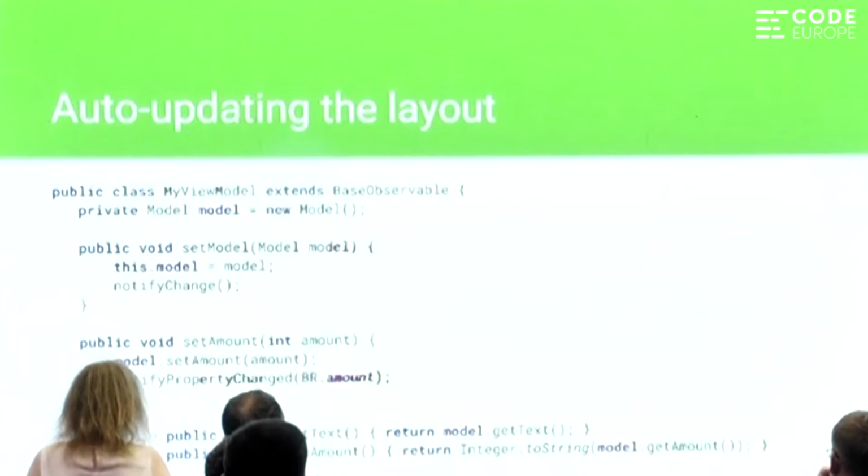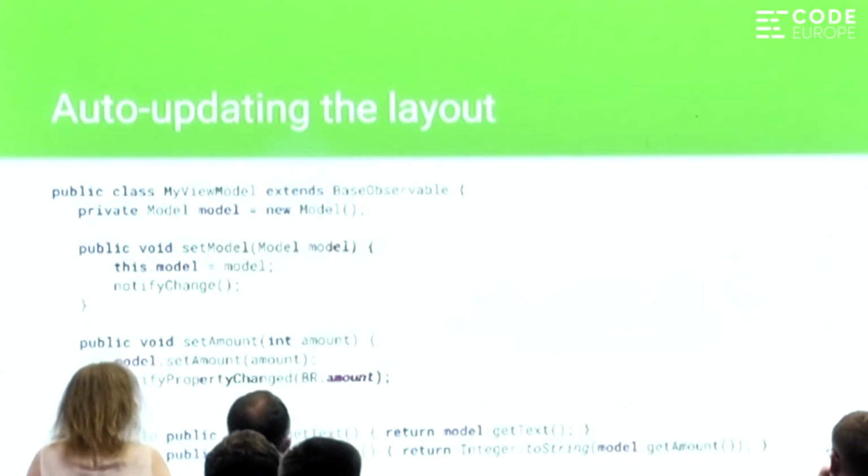So let's look at the setter methods now. When we use setModel, we exchange the whole data that is bound. So everything gets changed basically. What we want to do now is we want to have the data binding library update all the bound properties. So this is pretty easy now with base observable. We just call notify change and the data binding library rebinds the whole layout.